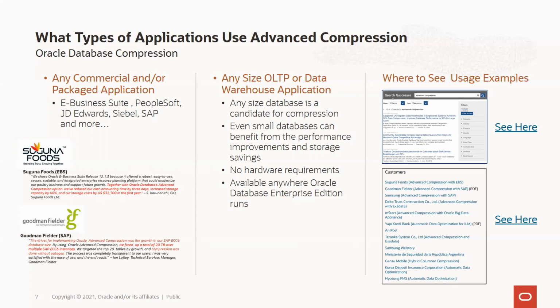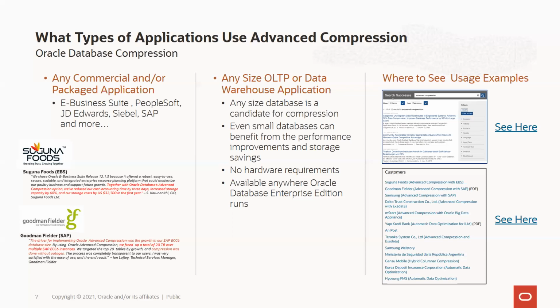The only thing you really need is Oracle Database Enterprise Edition. There are no other requirements. There are no specific hardware requirements. As long as you have a system that's running Oracle Database Enterprise Edition, you can run Advanced Compression there. And essentially, it should work with any commercial packaged app.